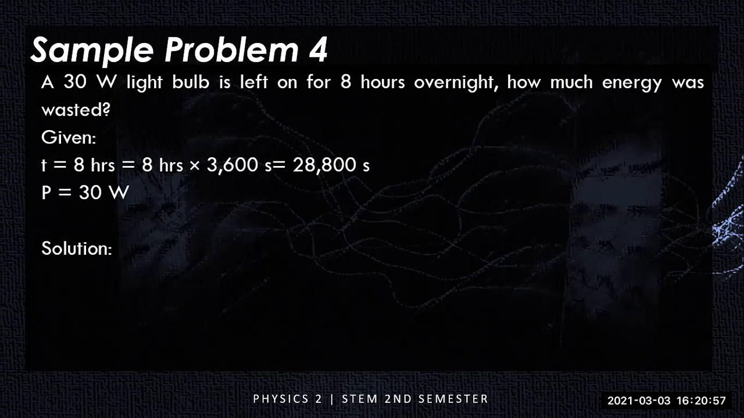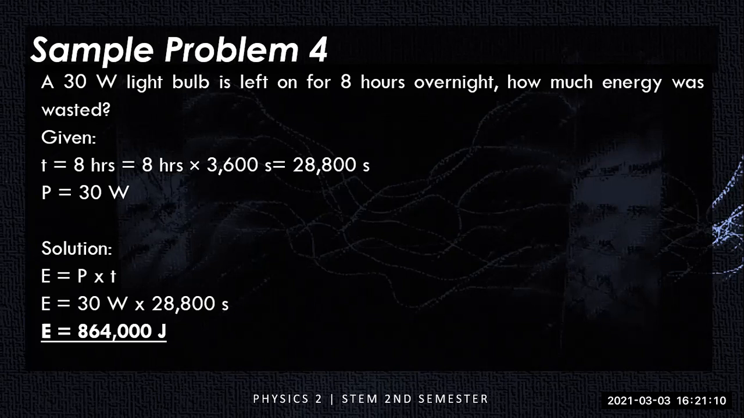We have the given 30 watts. Of course, you just need to use the formula given a while ago. Energy equals P times time. 30 watts times 28,800 seconds. For that, we'll have now 864,000 joules. All right.